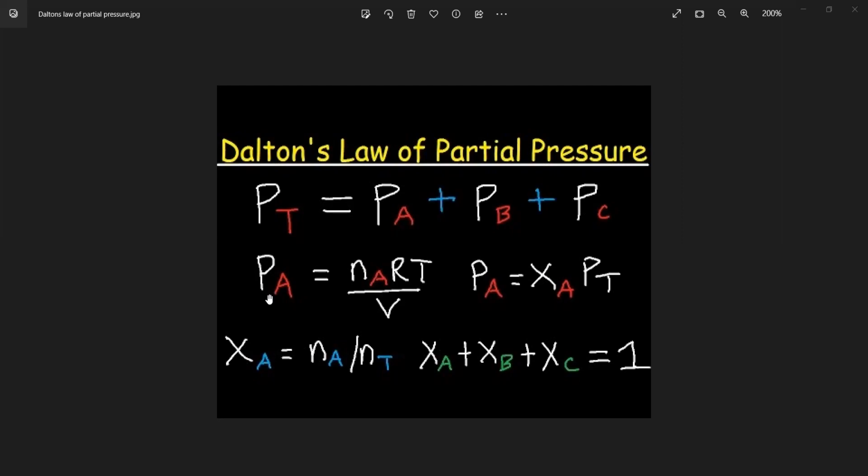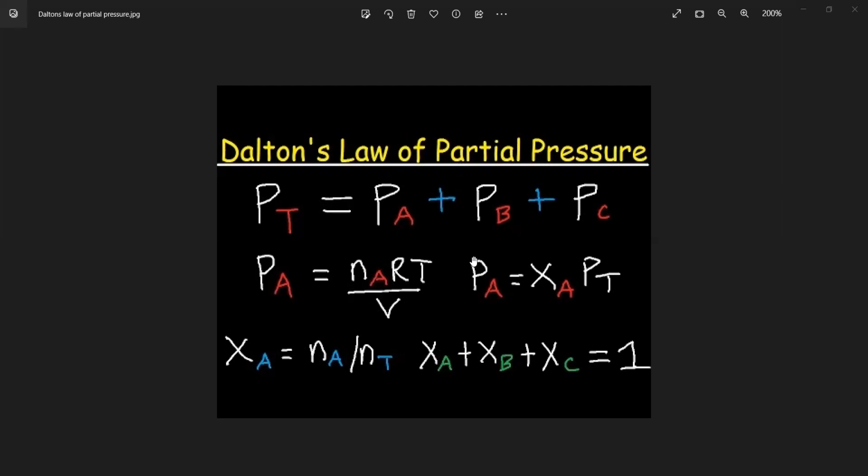To get the partial pressure of an individual gas, we apply the ideal gas equation. And this ideal gas equation, we know, is PV equals nRT. So to make P_A, which is the partial pressure of gas A, it is the number of moles of A times the universal gas constant, which is R, times T, divided by volume.